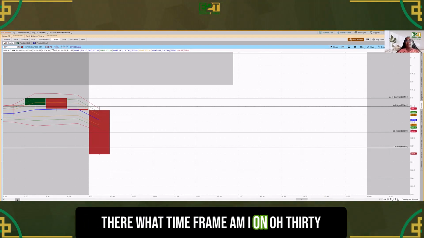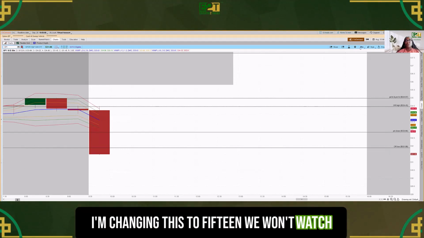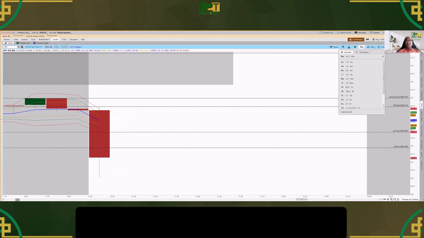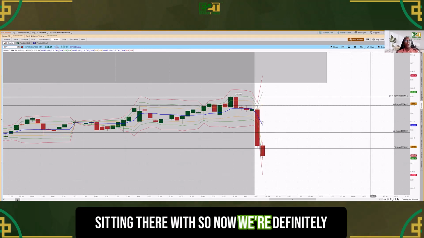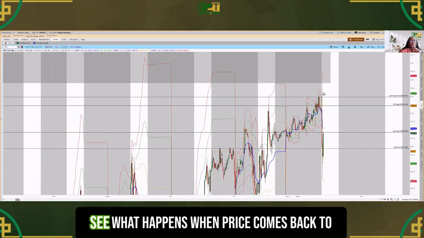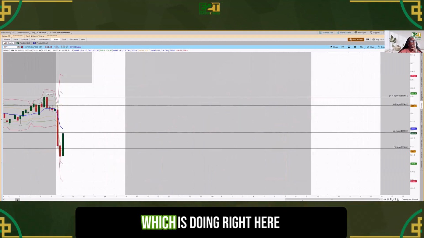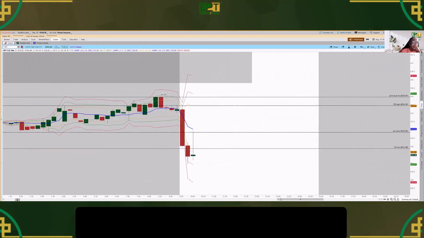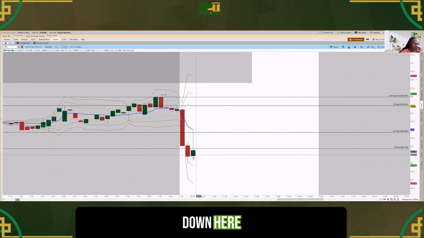What time frame am I on? Oh, 30 minutes. I'm changing this to 15. We won't watch the same candle the whole time. Okay, we've got 9:57. Our VWAP is still sitting there. So now we're definitely under VWAP, huh? Let's jump us forward 10 more minutes. See what happens when price comes back to retest it, which it's doing right here. I guess it didn't like that test. Came back up close to it, rejected, back down here.